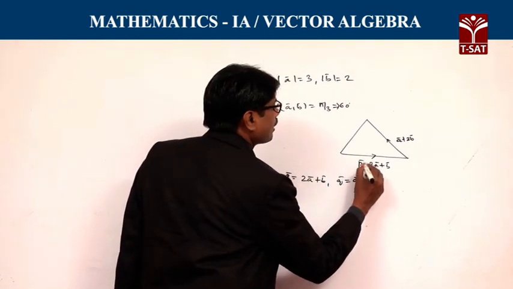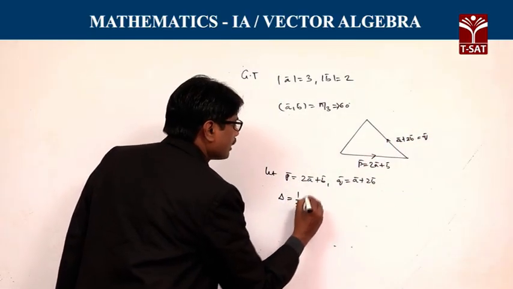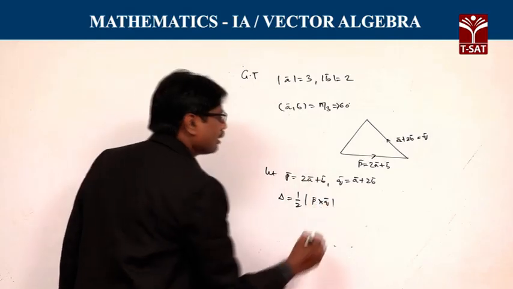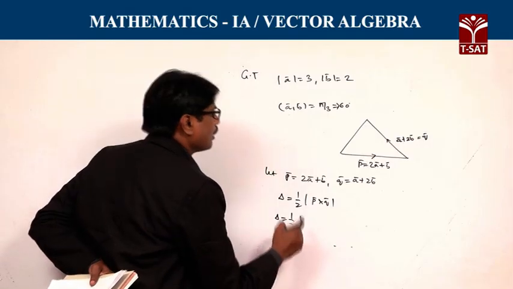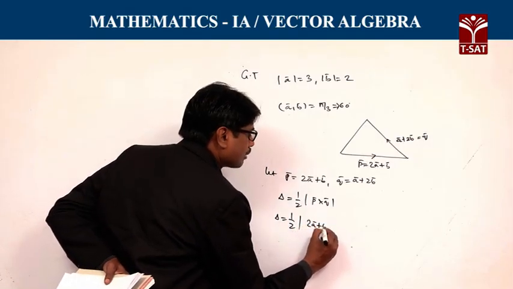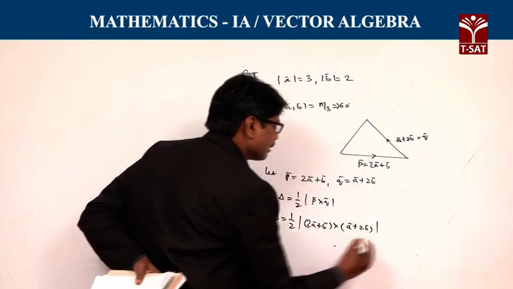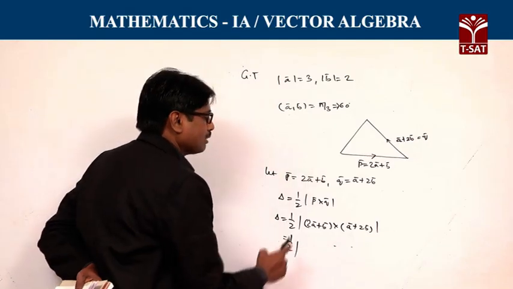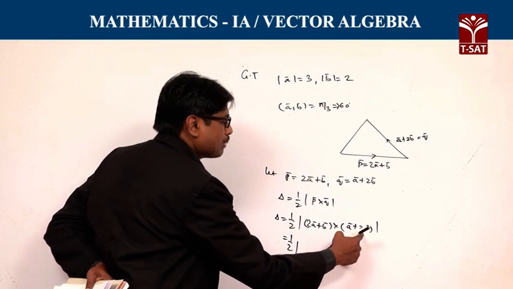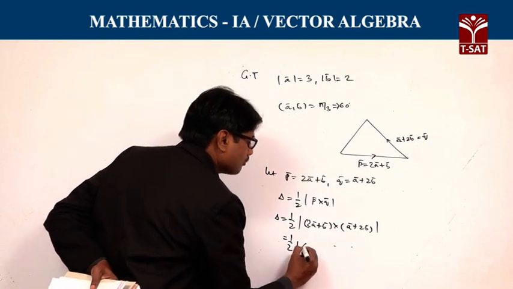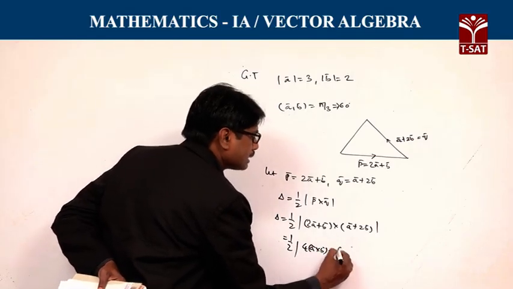As p bar and q bar are the adjacent sides of the triangle, the area delta is equal to 1/2 times mod of p bar cross q bar. So delta is equal to 1/2 times mod of (2a bar plus b bar) cross (a bar plus 2b bar). Apply the cross product: 1/2 times of 2a bar cross a bar will be 0, b bar cross b bar will be 0, and it will be 4 times a bar cross b bar plus b bar cross a bar.